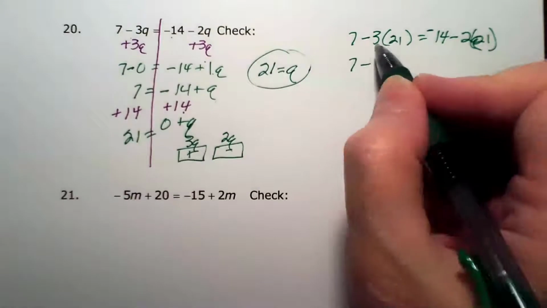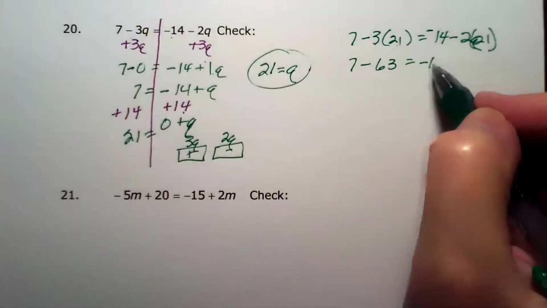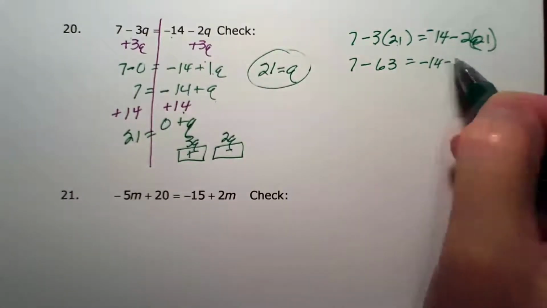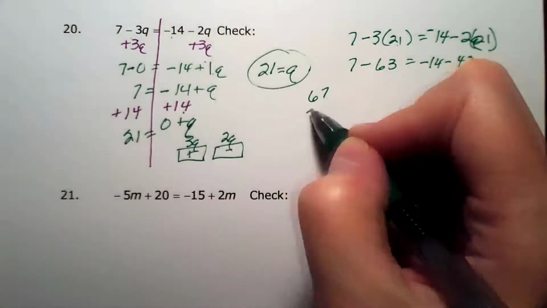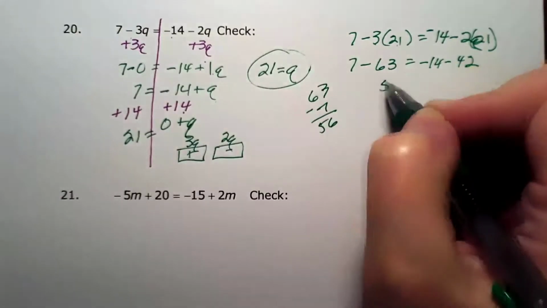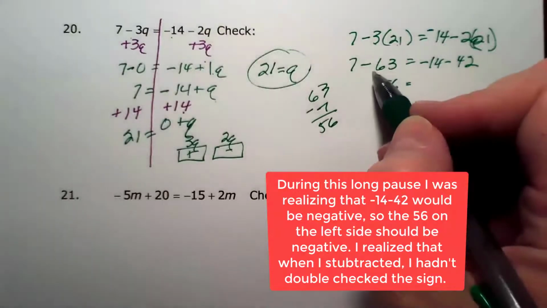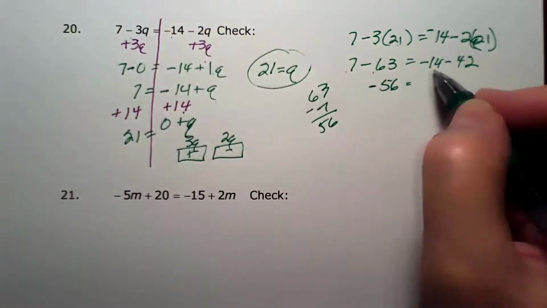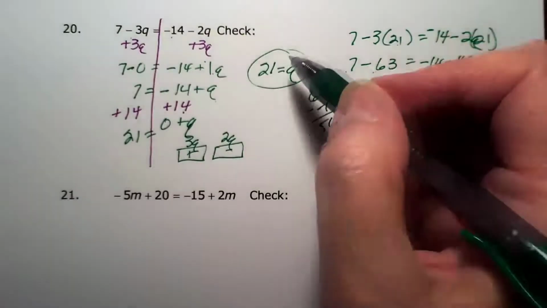So I have 7 minus 3 times 21, which is 63. I have negative 14, and negative 2 times 21 is negative 42. 63 minus 7 is 56. And 63 was negative, 7 was positive, so it's negative 56. Negative 14 and negative 42 is negative 56, so it checks. I know that's the correct answer.